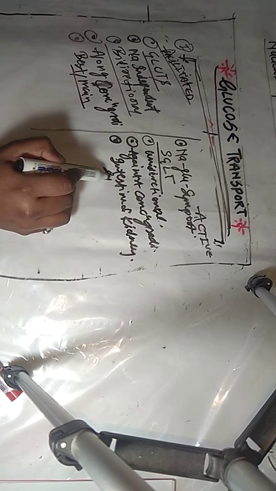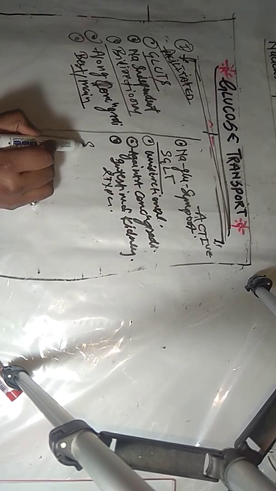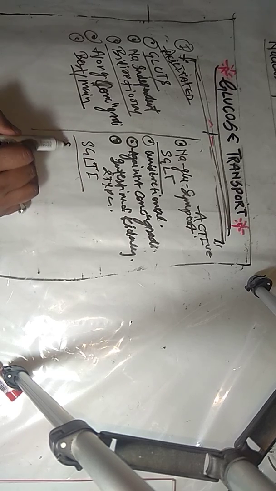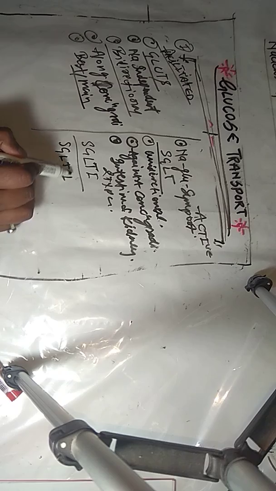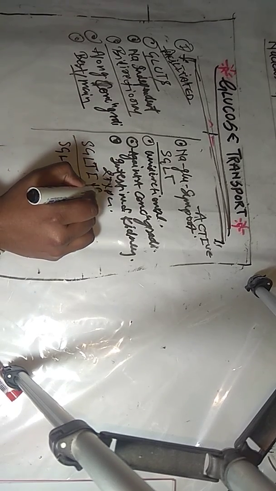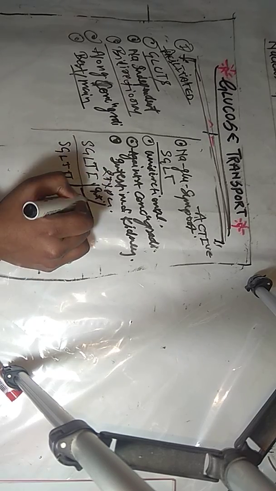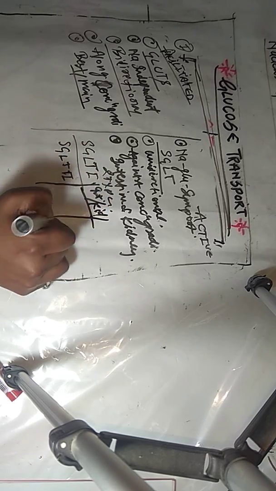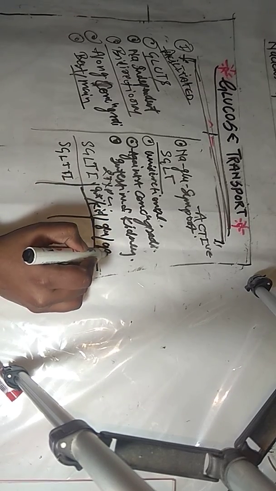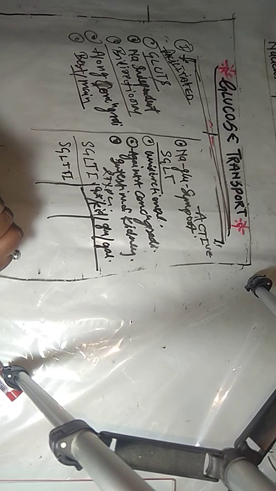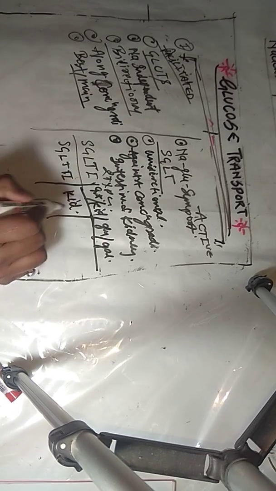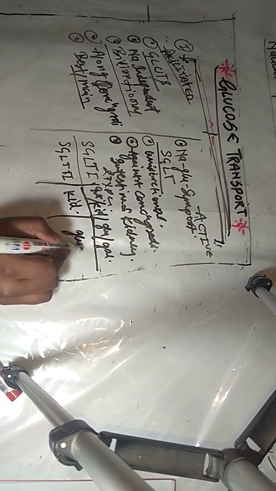There are two types of SGLT: sodium glucose transporter 1 and sodium glucose transporter 2. Type 1 is located in the intestine as well as the kidney, and helps in transport of glucose as well as galactose. Sodium glucose transporter 2 is basically located in the kidney and helps in glucose transport.